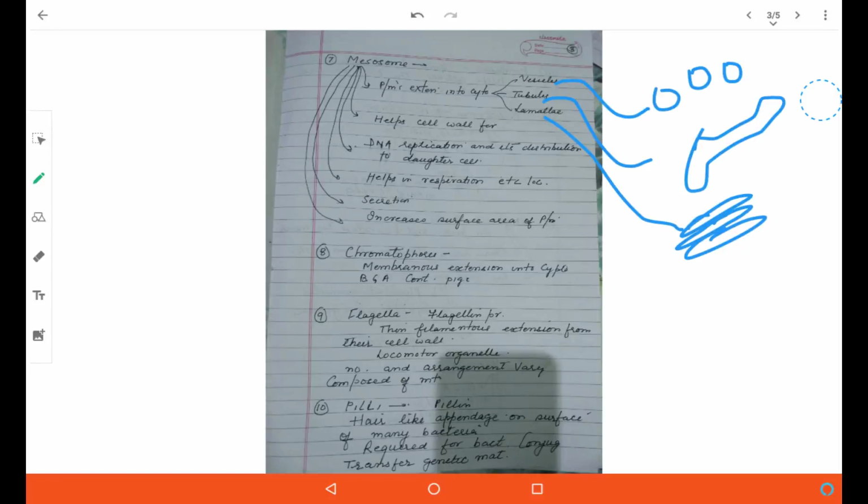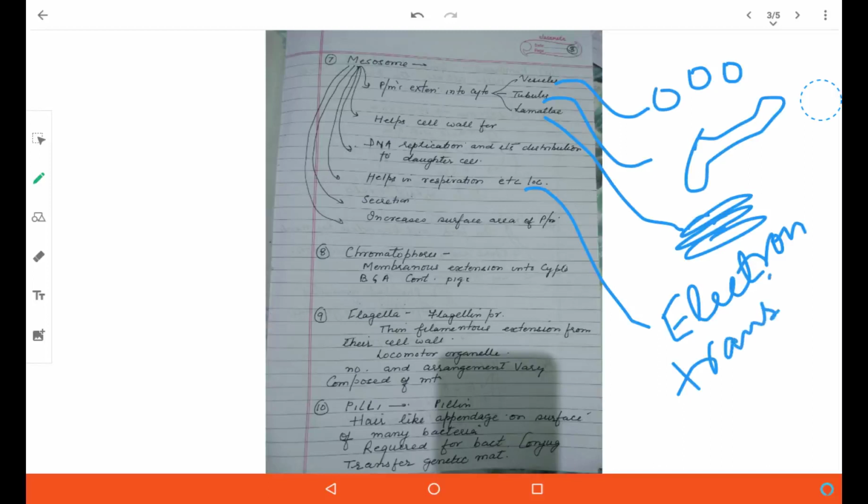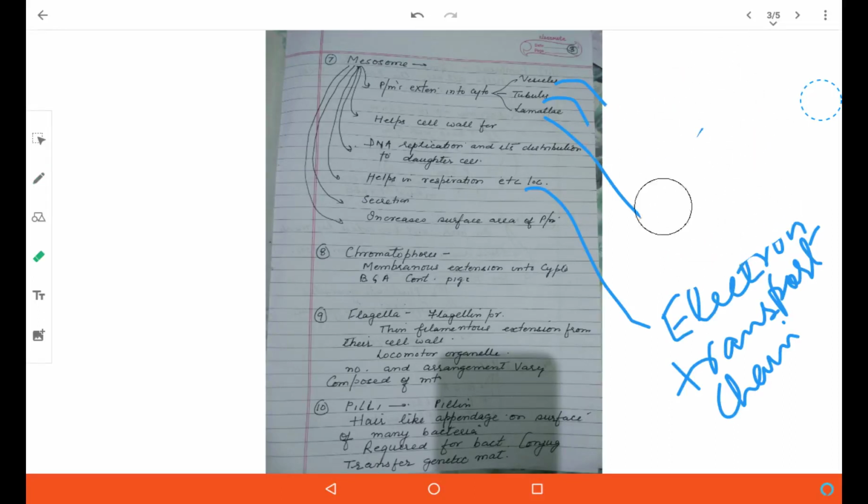It is cellular respiration, because all the enzymes of the electron transport chain occur in mesosomes. That's why the synthesis of ATP occurs in mesosomes.